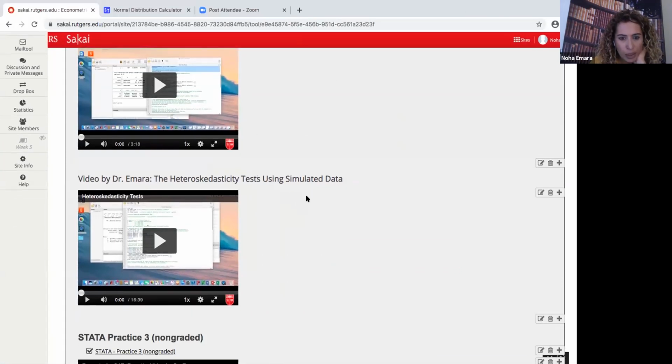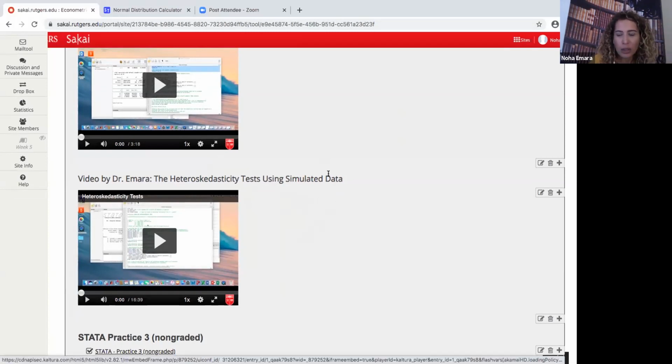Heteroskedasticity tests using simulated data. So in here, I'm actually talking about the do file that I'm opening, which is the upper part of it. What I'm going to do now is talk about the lower part of it. I want you to watch this and make sure to take notes because this complements today's lecture, which is heteroskedasticity test using simulated data.